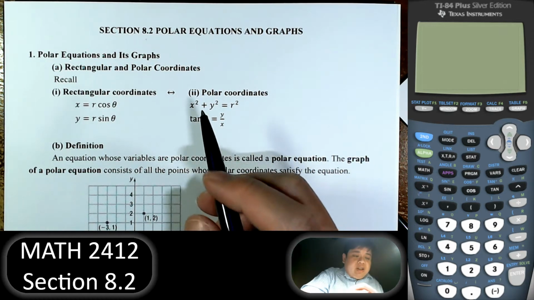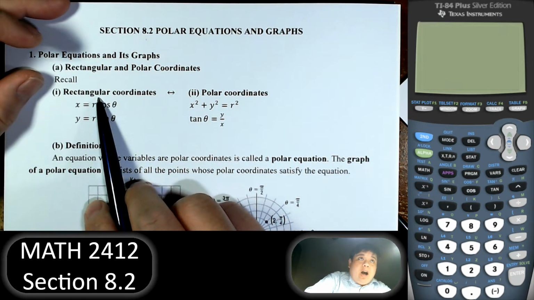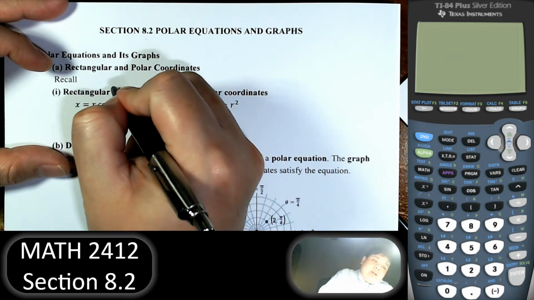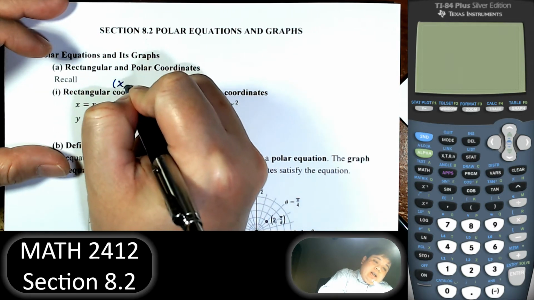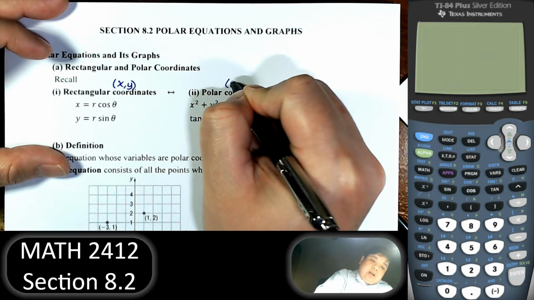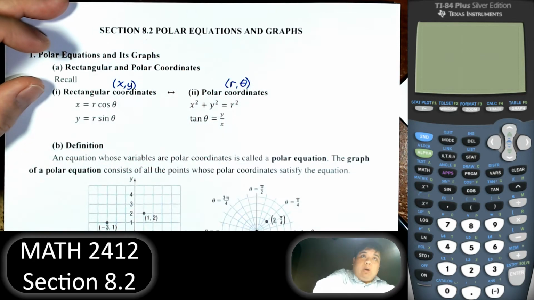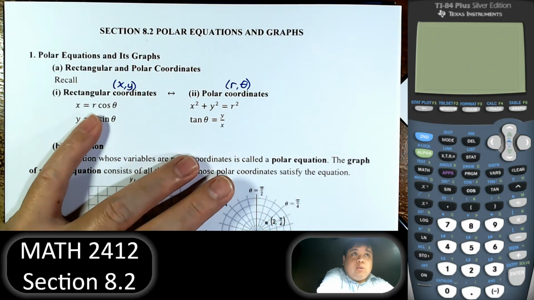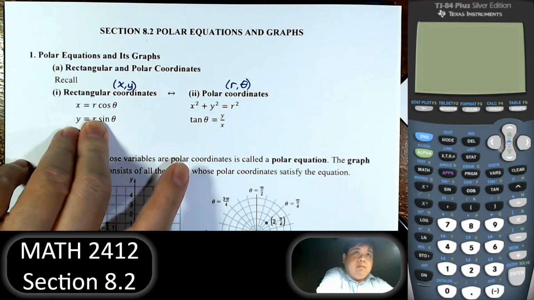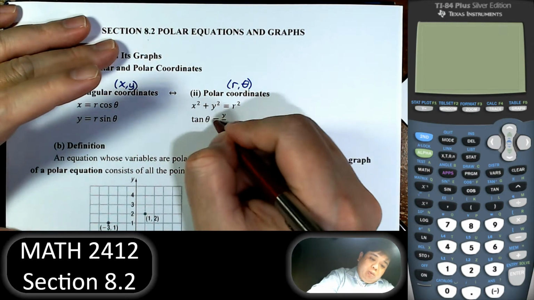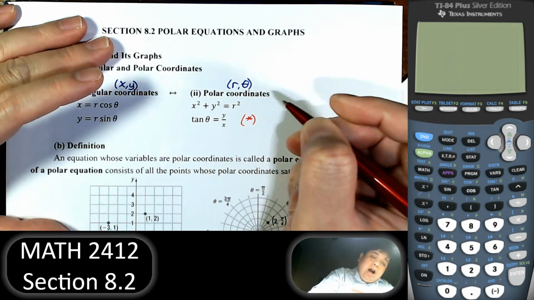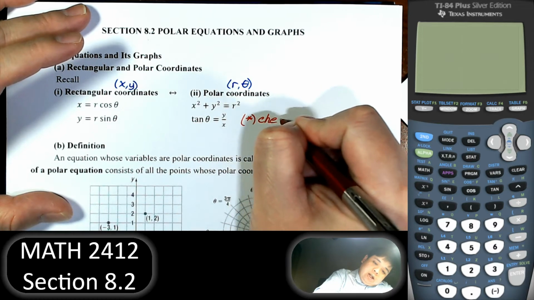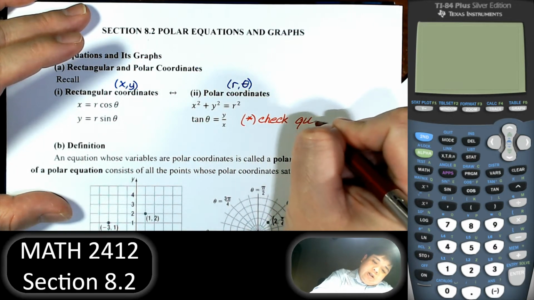So recall from the previous section, from rectangular coordinates of x and y to polar coordinates of r and theta. So x and y in rectangular coordinates and r and theta in polar coordinates. And the formula relating x, y to r, theta is given like this. As mentioned before, if we use this formula to find theta, make sure that it is in the correct quadrant. So I just put a note here: check the quadrant.